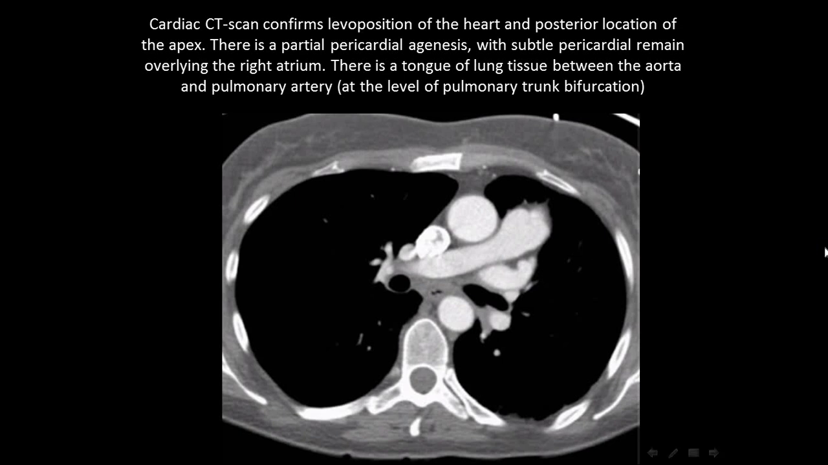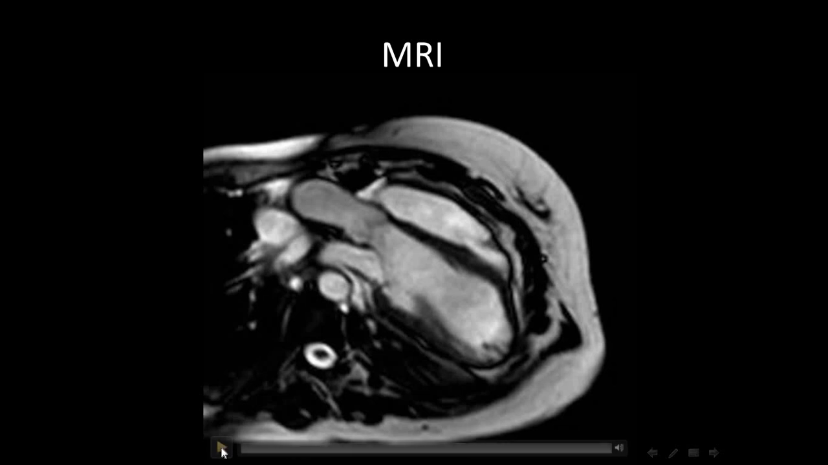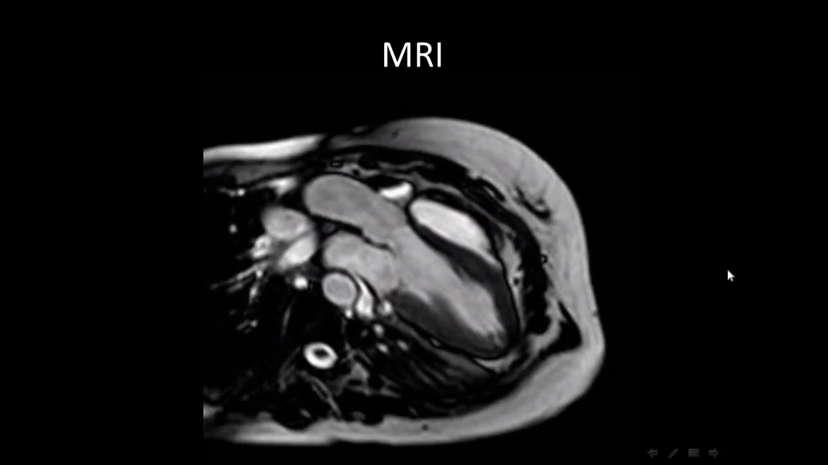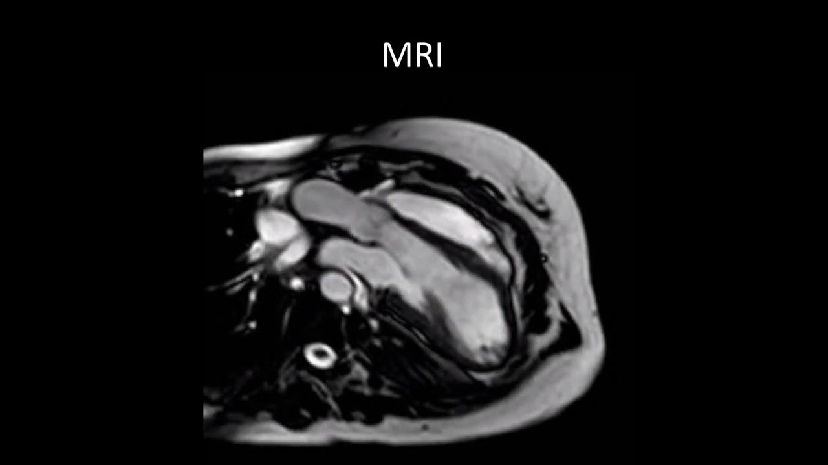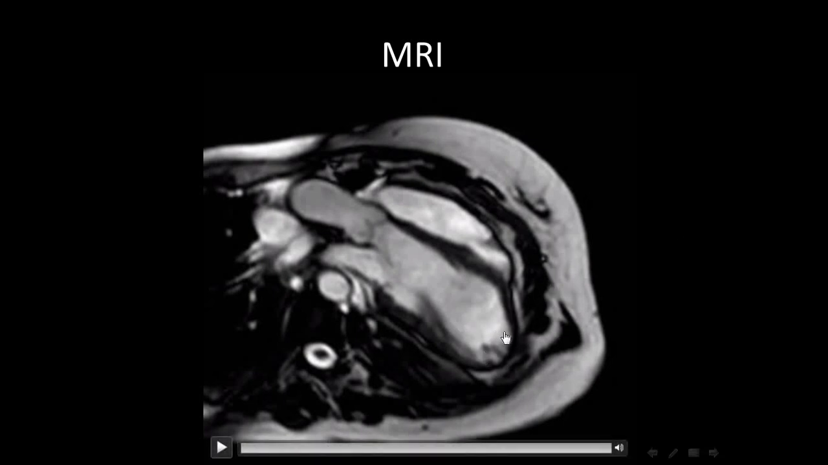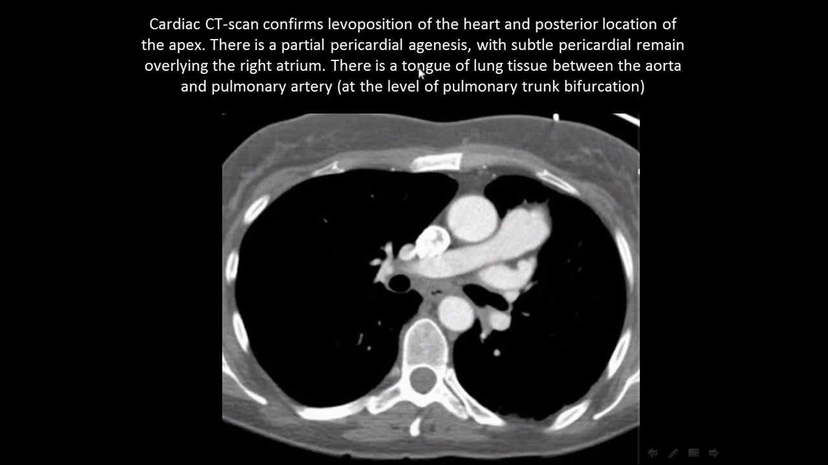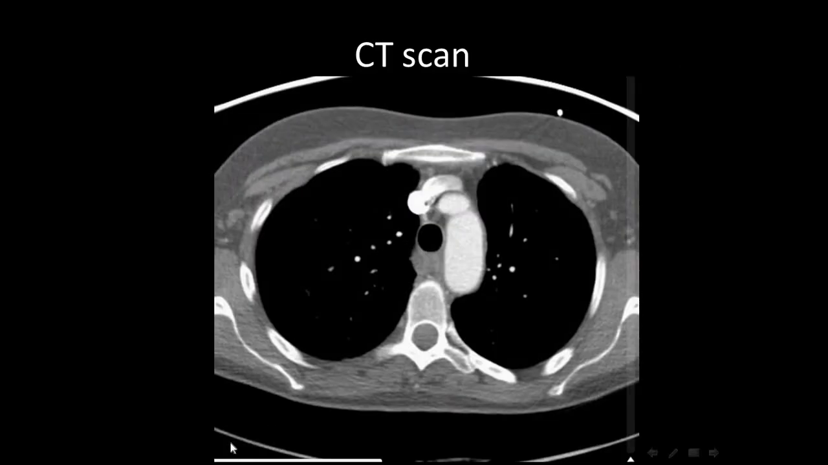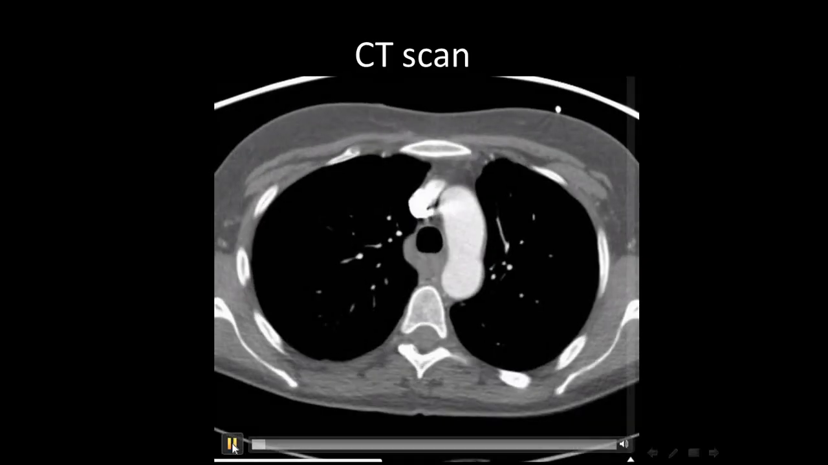On the CT and MRI, there is also an MRI image here. This is the sign. Yeah. So this is levoposition and a posteriorly located apex. And there is the tongue-like tissue that is extending between the aorta and pulmonary artery. This is because of the loss of pericardium here. But this is not a complete pericardial agenesis.